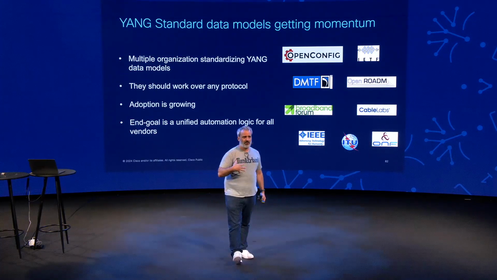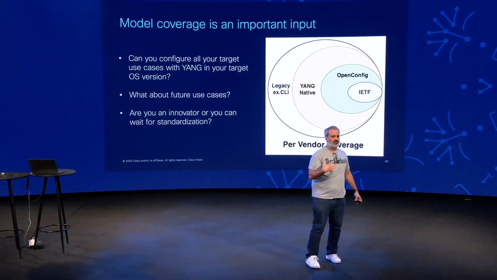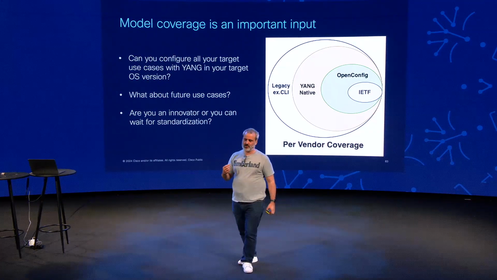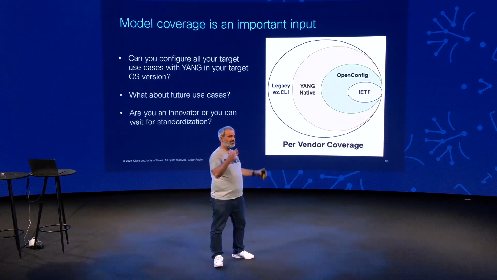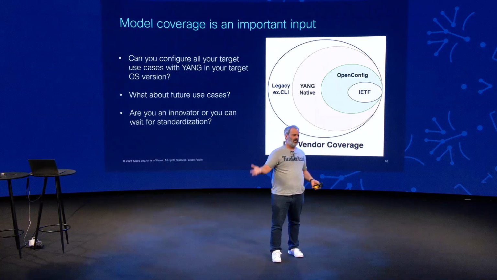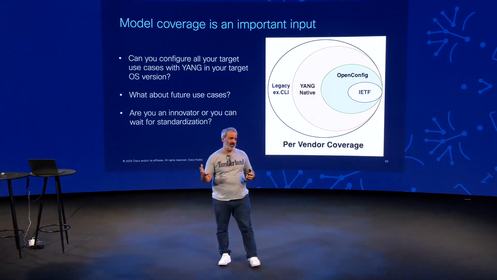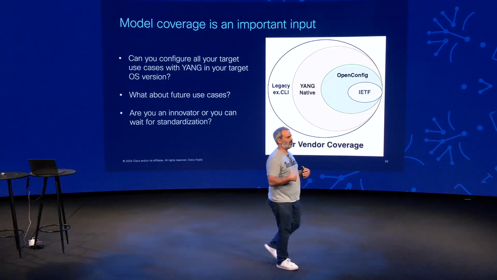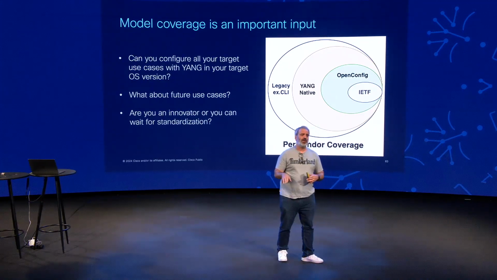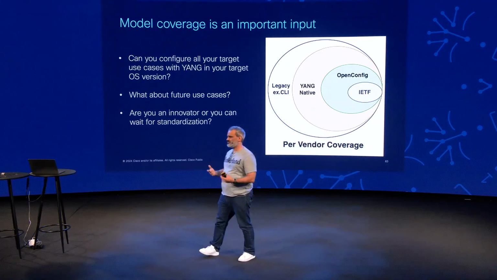Now, when we think about that, and we look at the reality of where we are, it means that you, as a developer, need to start looking at something called coverage. We were in the CLI world, and in CLI you basically could do anything you can do in a router. Typically the goal from all the vendors is to cover everything the CLI supports with the native data model. So that's pretty much a goal every vendor is trying to achieve.